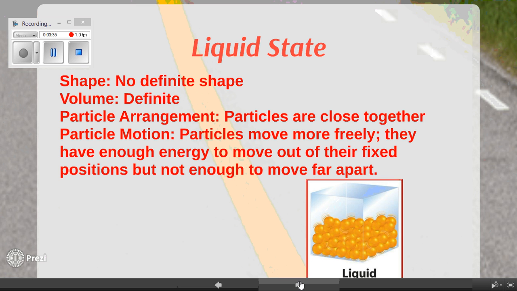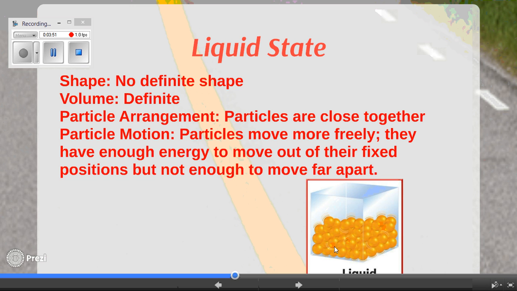Even if I moved it to a different container, it's going to keep its same volume. Particle arrangement: the particles are close together. If you notice here in the picture, they're close together like they are in a solid, but what do you notice different here about these particles? If you said that the shape is different, then you're correct.